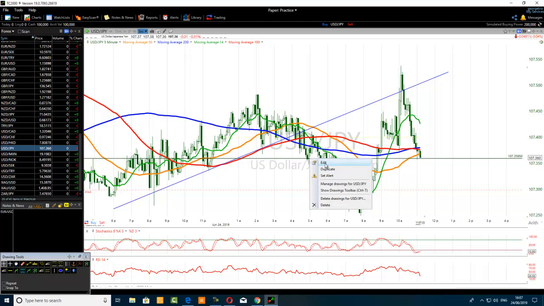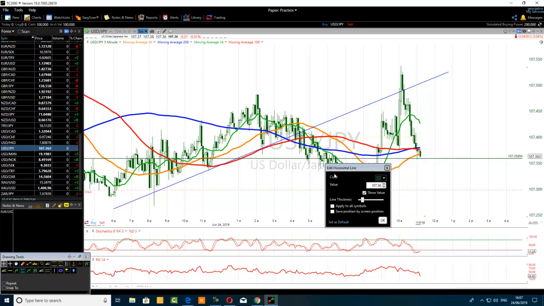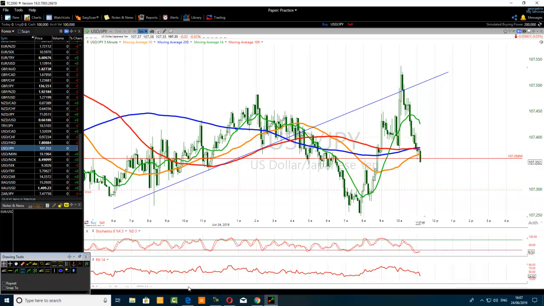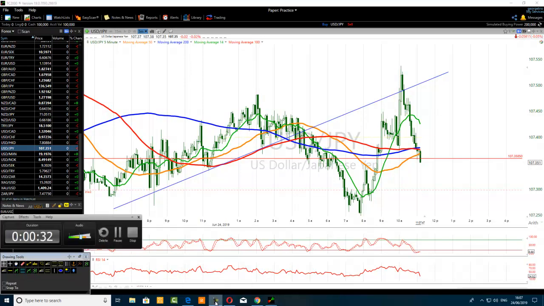I want to sell the dollar yen at 107.36. That order is being filled now, so I'm now in this trade. Scalping, can you believe that? Scalping the dollar yen.